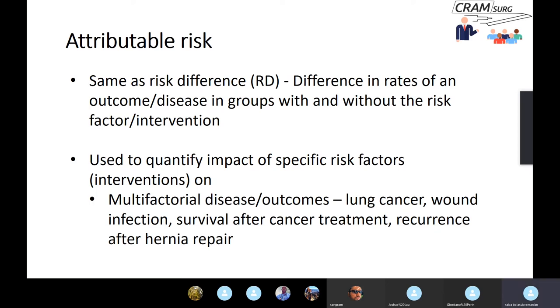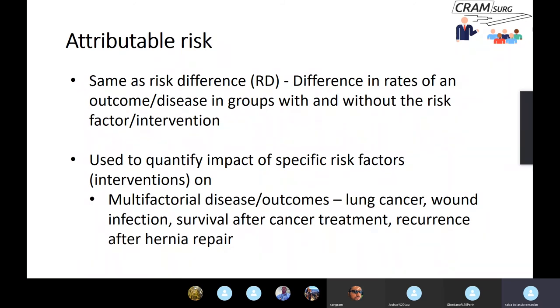However, the majority of us that deal with diseases today deal with multifactorial diseases, such as lung cancer or breast cancer, where it's not just one factor that causes disease, but a variety of genetic and environmental factors cause disease, and there is a significant interplay between the various genetic and environmental factors.